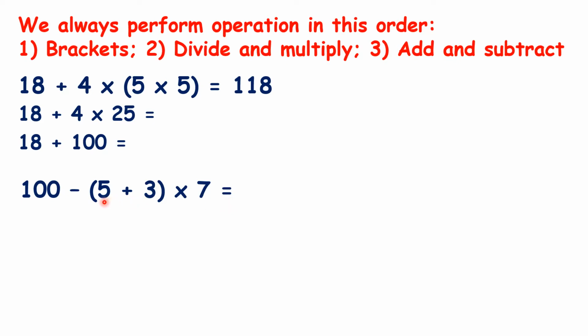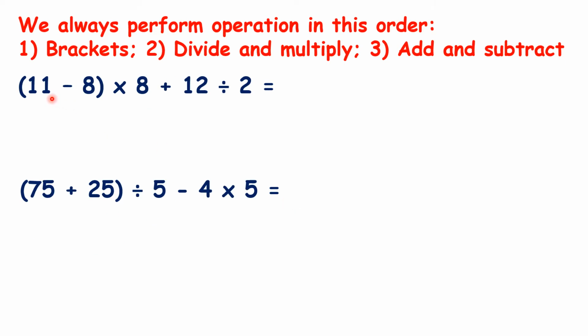We start with brackets, and 5 plus 3 is 8. Then we need to remember that we multiply before we subtract, and 8 times 7 is 56. So now we have 100 minus 56, which gives us our answer of 44.